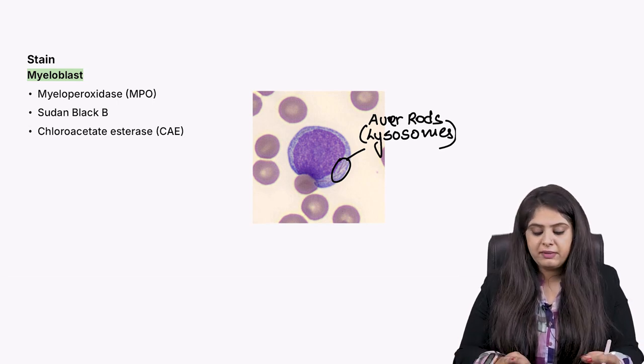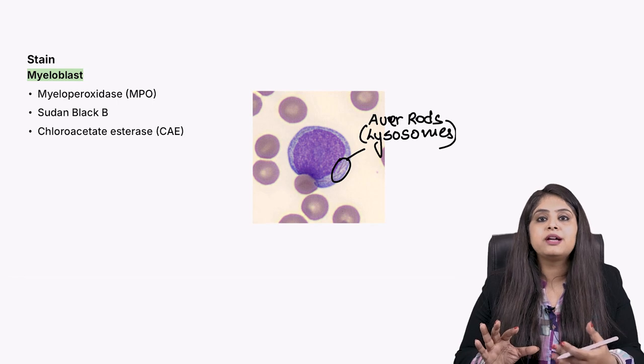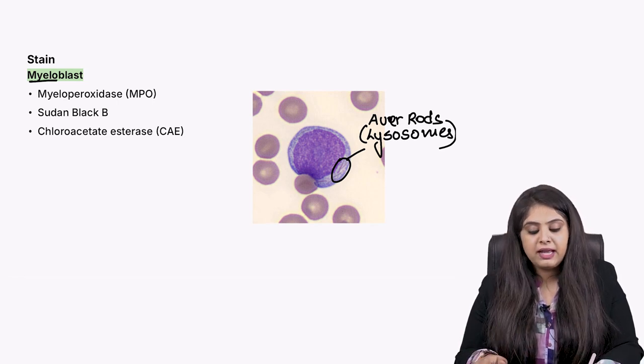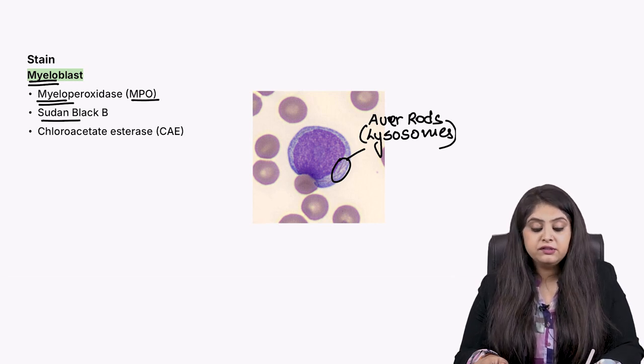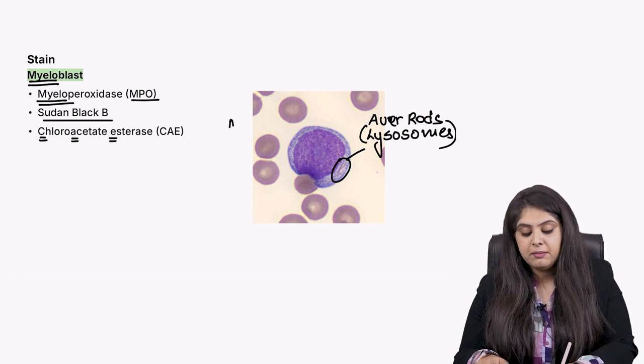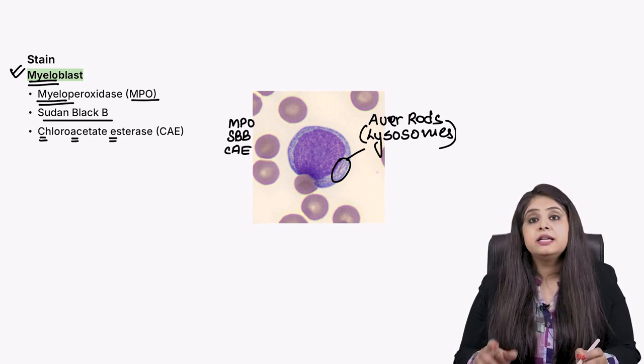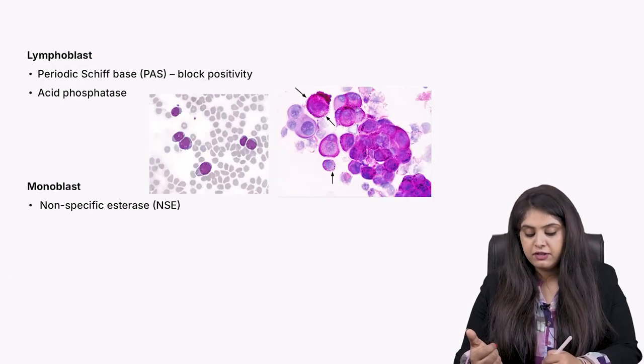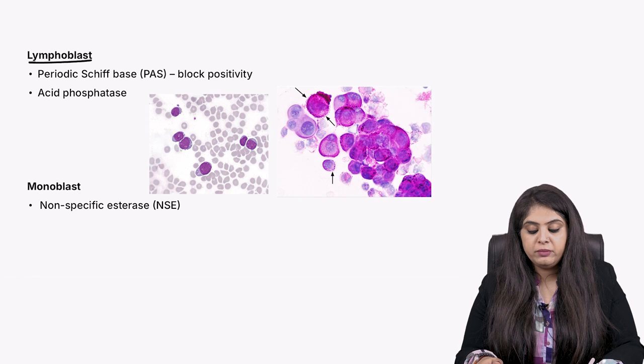If you're confirmed, very good. If you're doubtful that, ma'am, I'm not too good at picking up OR rods, are there any stains? Of course, for myeloblast, the stain has to be MPO, that is myeloperoxidase. Even Sudan black B is positive, and even CAE, that is chloroacetate esterase, is positive. Repeating, myeloperoxidase, Sudan black B is positive, chloroacetate esterase is positive, that is a myeloblast. It shows you OR rods. But the blast that will not show you OR rods is going to be a lymphoblast.